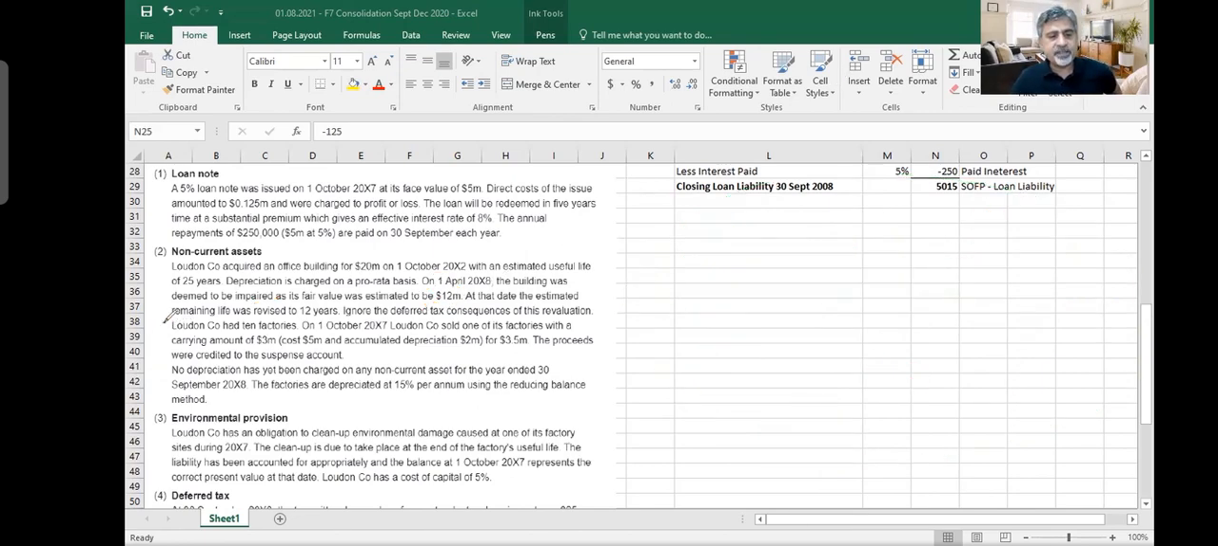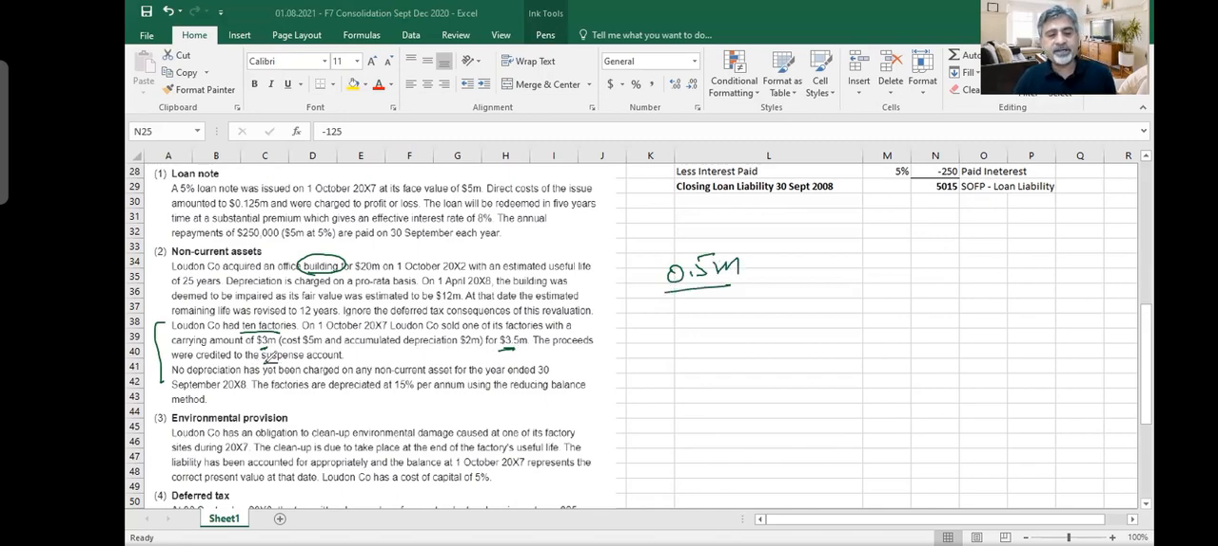Then it also had something more. So this is about office building, and now this is about factories. Lugan Company had 10 factories, okay? On 1st October 2007, Lugan Company sold one of its factories with a carrying amount of 3 million, balance sheet value of 3 million, 5 million cost, 2 million depreciation, for 3.5 million. So a 3 million balance sheet value, net book value asset, you are selling for 3.5. So 500,000 is your gain on disposal.